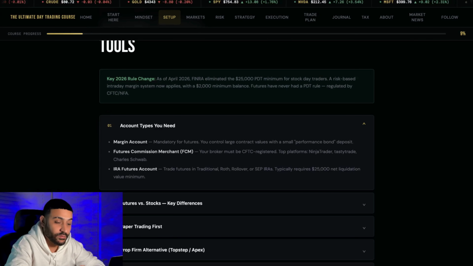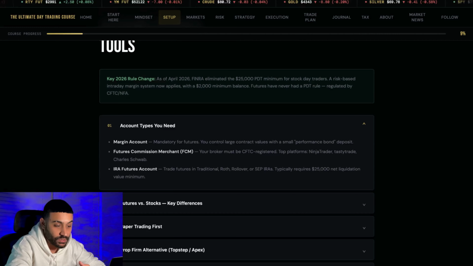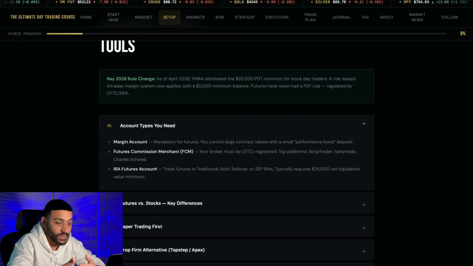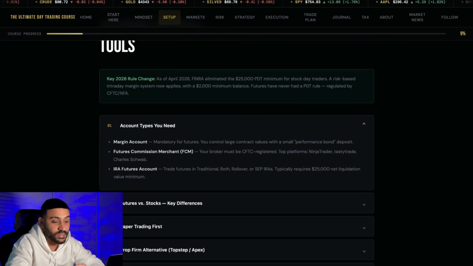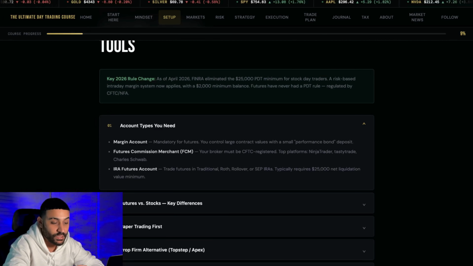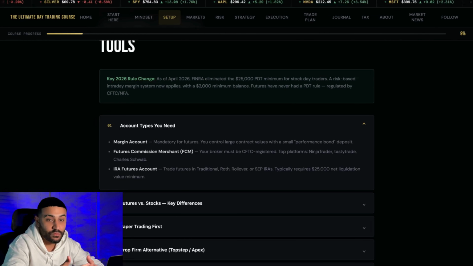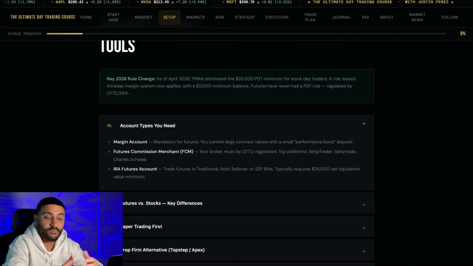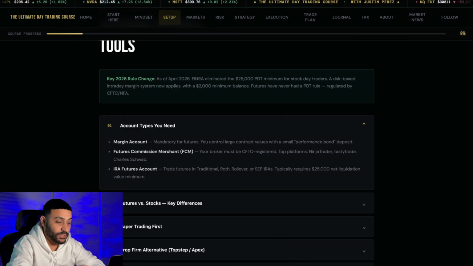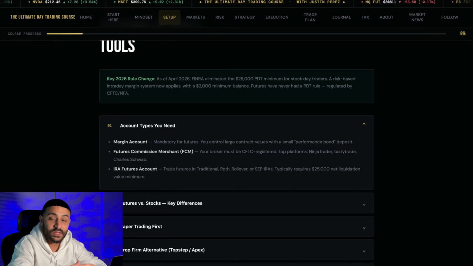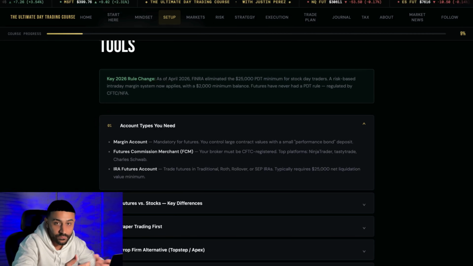IRA futures account. Trade futures in traditional, Roth, rollover, or SEP IRAs. Typically requires $25,000 net liquidation value minimum, which means in order for you to invest, you have to have double of whatever you're investing set in that account. So if you want to invest $20,000, you must have $40,000. If you have $50,000, you must have $100,000, so on and so forth.